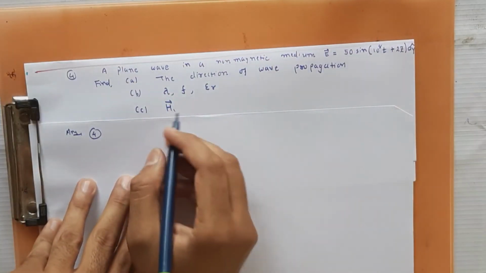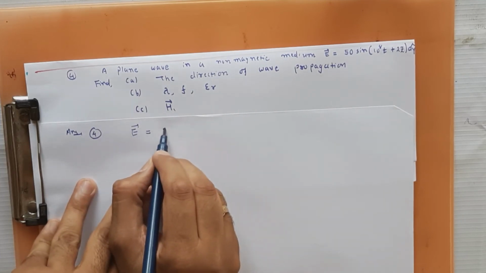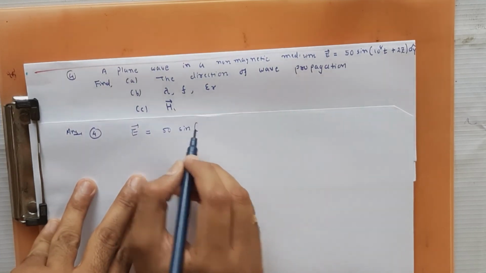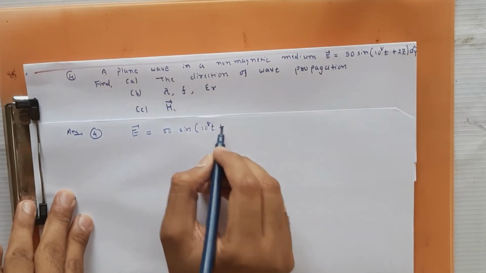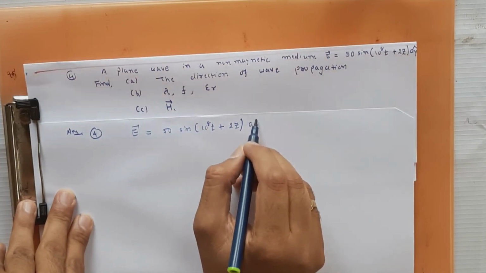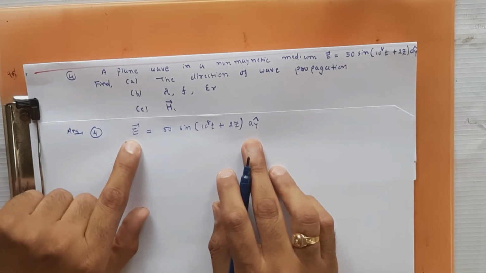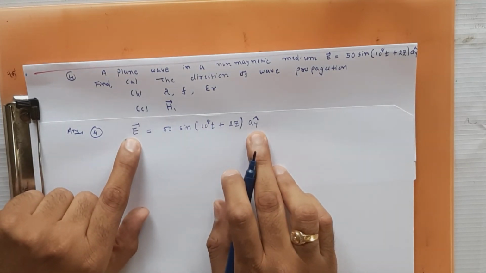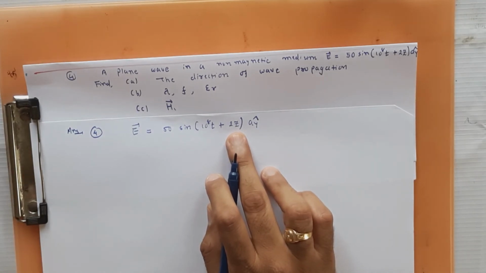What is given here? E is given, so E is 50 sin(10 raised to 8 t plus 2z) AY. In which direction is the electric field present? The electric field is present in the Y direction. And which one is the propagation direction? The propagation direction is minus Z direction.